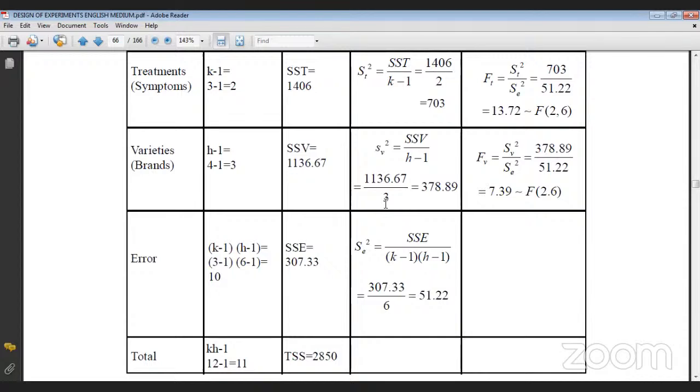So 2 into 5. SSE by K minus 1, H minus 1. Yes, K minus 1, H minus 1. What is the value? K minus 1. The SSE value is 307.33, sir. Divided by K minus 1, H minus 1, 2 into 3, 6. Correct? Oh, I'll do it, sir. One minute.